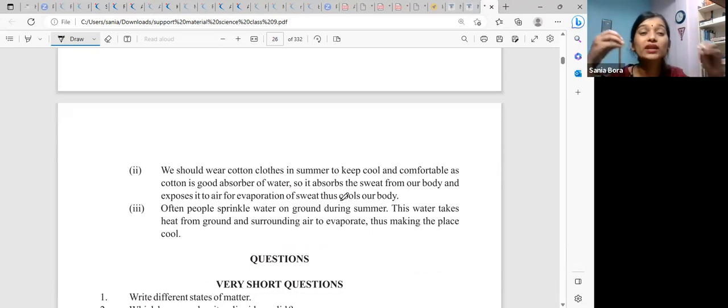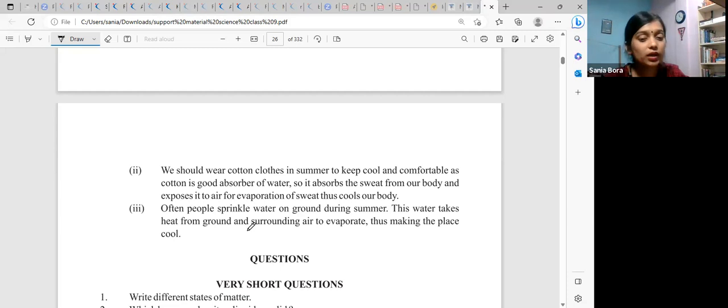cools our body. So whenever we wear cotton clothes, we are not feeling hot because the cotton is absorbing the sweat, and our body feels relaxed and cool. That's why it is suggested that in summer season, because we sweat more, we wear cotton clothes. Then often people sprinkle water on the ground during summer.